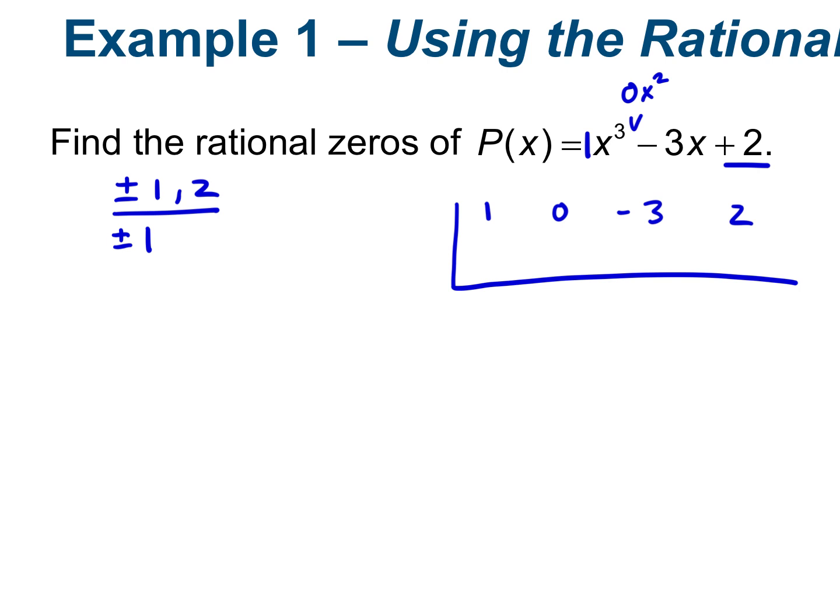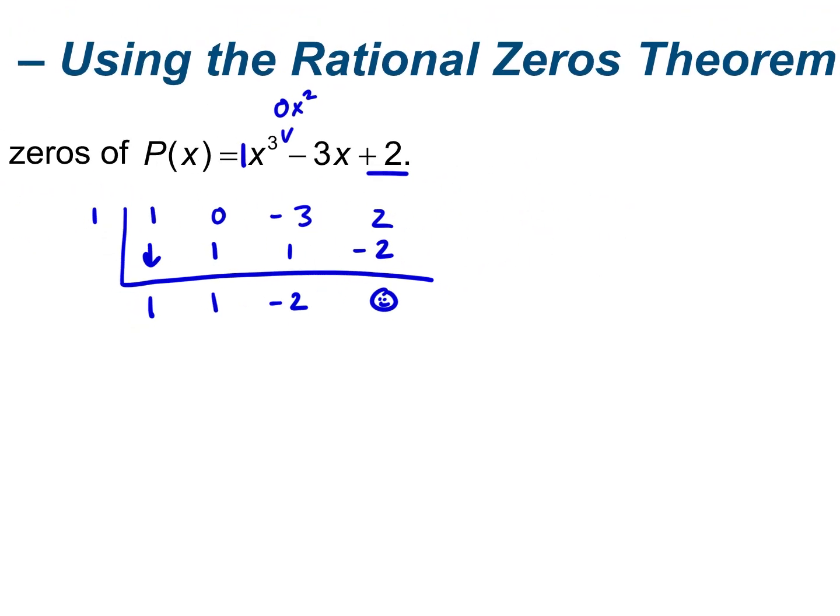So out of our possible options, which one do you want to test first? Positive 1. Let's do it. So we're going to drop down the 1, multiply on the outside. Gives us 1, add 1, multiply 1, add negative 2, multiply negative 2. What's negative 2 plus 2? 0. What do we say our goal is? To get the remainder of 0. So it works. So one of our answers is going to be x equals 1.